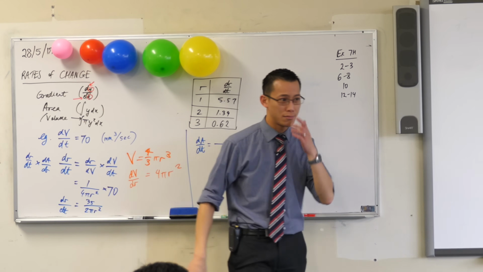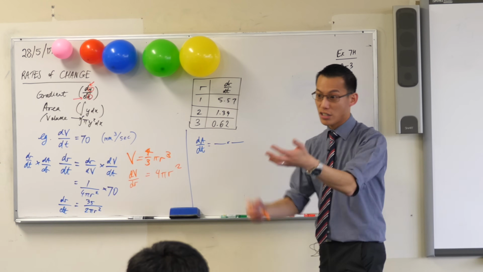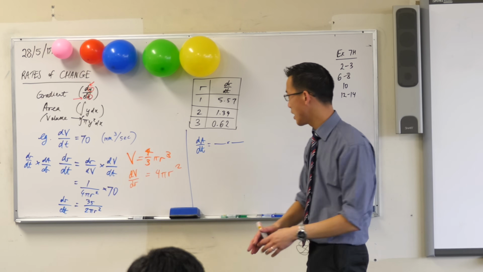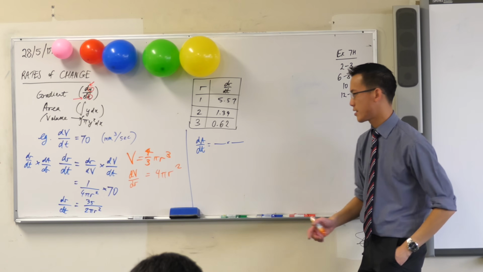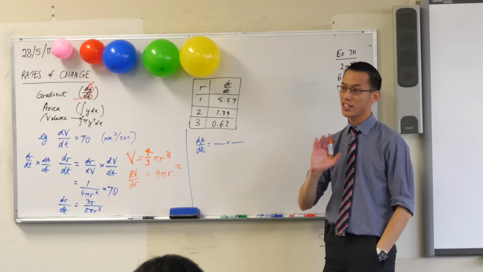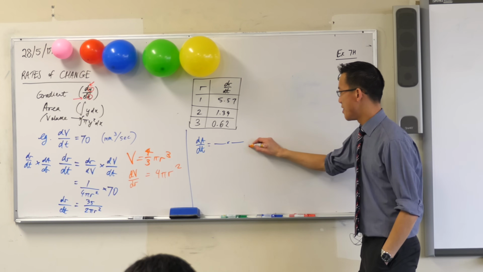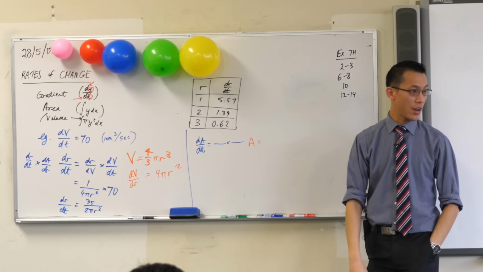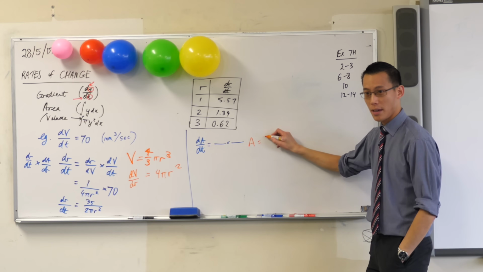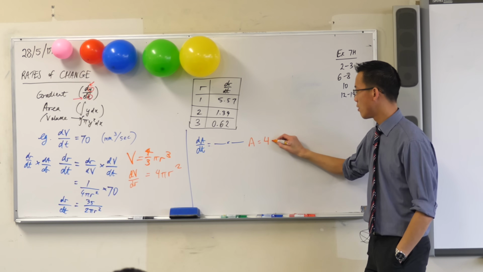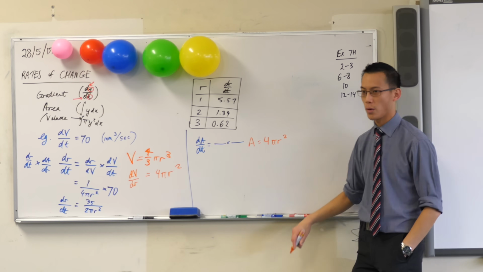dA on dr. You actually know a surface area formula for a sphere, right? Now just watch out here. There's something strange and interesting that I'm not going to explain yet. I just want you to notice. The formula for the surface area of a sphere happens to be 4 pi r squared.